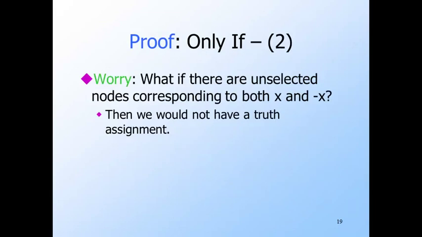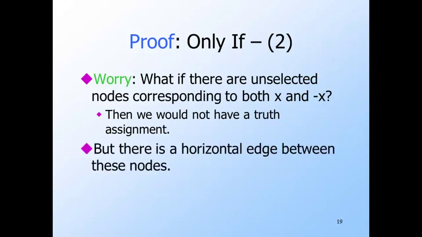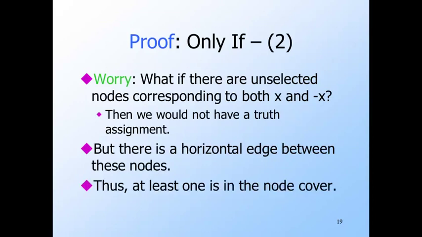Well, what could go wrong? We might have made a truth assignment that makes some variable x be both true and false. That is, nodes corresponding to both literals x and not x might have been outside the node cover. But that can't happen because there is a horizontal edge between these 2 nodes, and therefore at least one is in the node cover. Thus, we do have a consistent, satisfying assignment, and the expression E is in 3-SAT whenever G has a node cover of size up to k.